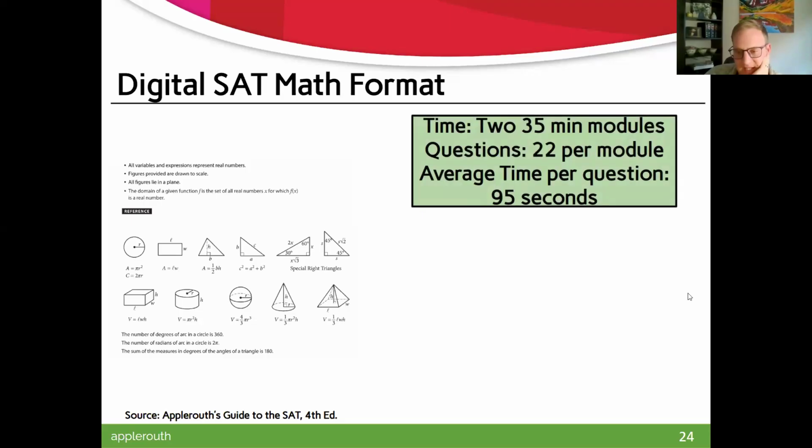Our format, like I said, is 35 minutes, 22 questions, which seems like not much, but if you've got like 10 hard questions in a row, it compounds pretty quickly. Even though you get a minute and a half on average, we're going to want to take 20 seconds on some questions and several minutes on others.